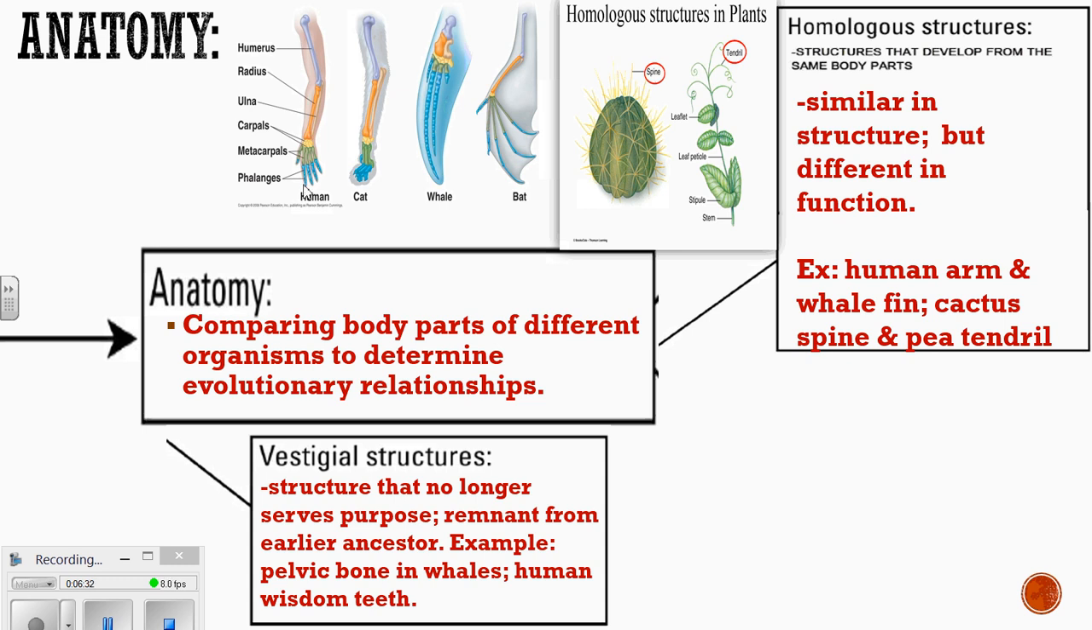If you look underneath a human arm, you have all of the bones: humerus, radius, ulna, and then the wrist bone and hand bones. The finger bones are called phalanges. So they're color-coded for you.